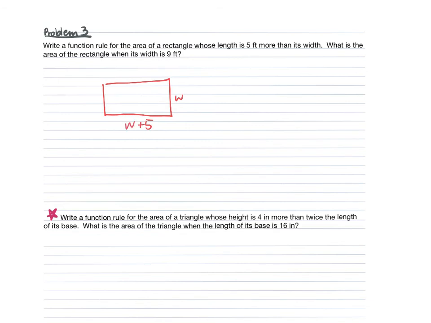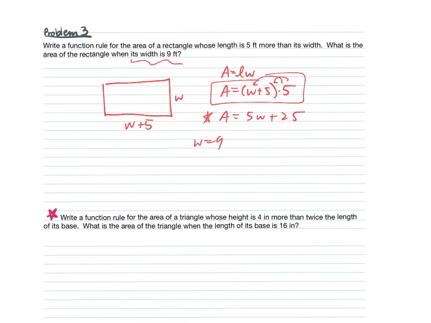What is the area of a rectangle when the width is 9? So area, remember, is length times width. If our length is w plus 5 and our width is w, there's our function rule. You can leave that, but we could also distribute the w, and the area becomes w squared plus 5w. You could also use this one, either one. And then when w is 9, that's the second question, area equals 9 squared plus 5 times 9, which is 81 plus 45, which is 126. Oh, feet squared.